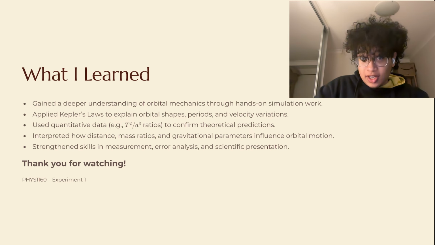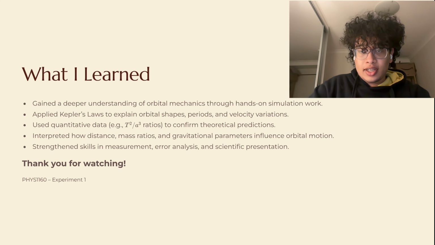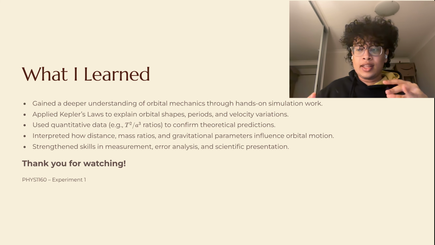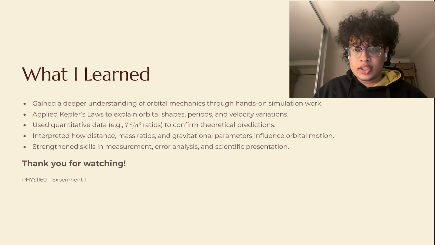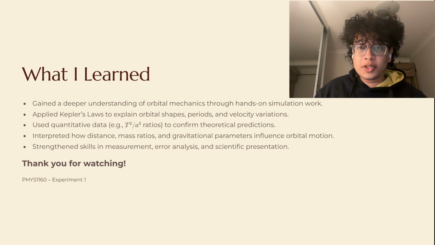Okay, so what did I learn? I think the main thing that I learned is the sheer scale of the solar system, and that orbits are not circular as I thought growing up watching cartoons. And I also learned about barycenters, Kepler's laws and orbital motion. That's the main thing.